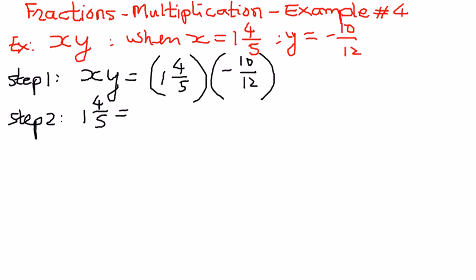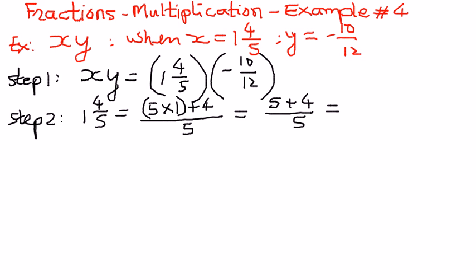The way we do that is as follows. We take the denominator of the fraction, multiply it to the number on the side, take the product of that, and then add the numerator part of the fraction to it, and then divide that whole expression by the denominator, which is 5. So when we simplify this, 5 times 1 is 5, plus 4 divided by 5. 5 plus 4 is 9, and then we're going to divide that by 5, like that.